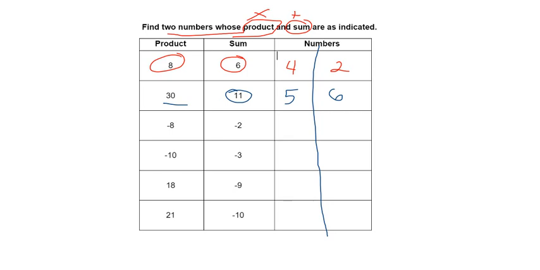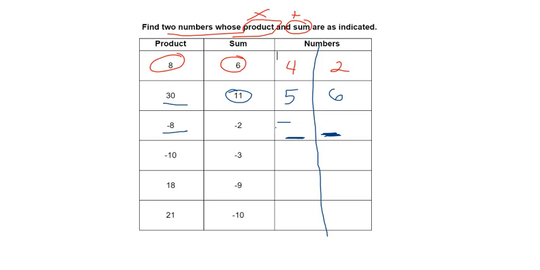Negative 8. Oh, I've already thrown you a curveball. Okay, so I need to find two numbers that I multiply together to get negative 8. What do I know so far about the rules of negative and positive numbers? Well, I know that one of them has to be negative and one has to be positive, because a negative times a positive gives you a negative. Positive times a positive gives you a positive, and a negative times a negative gives you a positive.